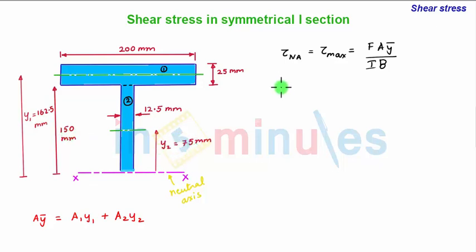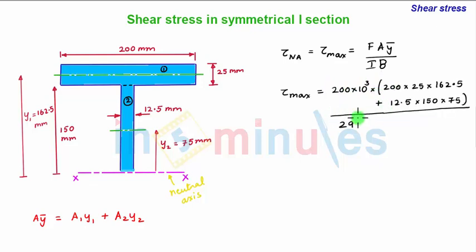So your shear stress at the neutral axis or maximum shear stress is given as your shear force, which is 200 into 10 to the power 3, multiplied by Aȳ, given as A1y1 plus A2y2, this whole upon I, which is the moment of inertia of the whole section, 292.7 into 10 to the power 6, multiplied by the width of the layer. Now since your neutral axis is over here, the width of the section at this layer is 12.5 mm. So upon solving this, we get the value of shear stress at the neutral axis as 52.10 Newton per mm square.